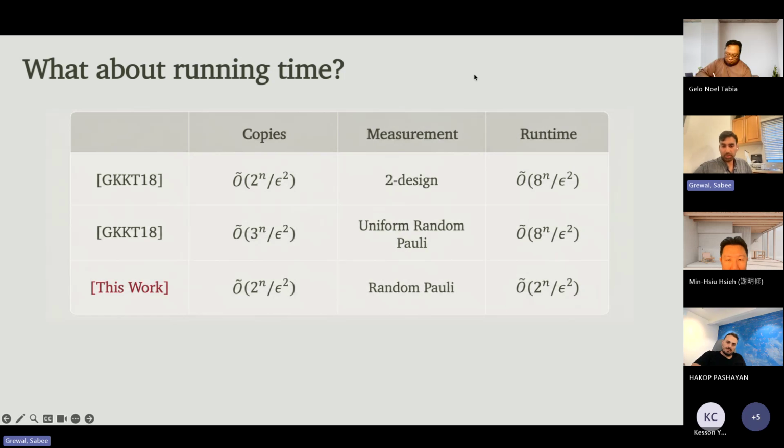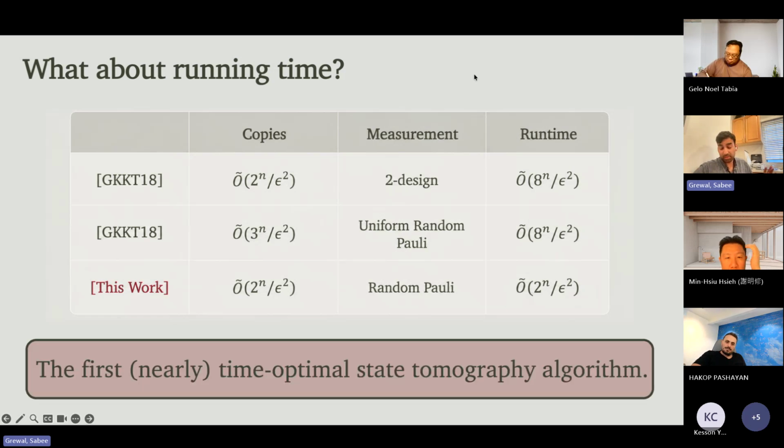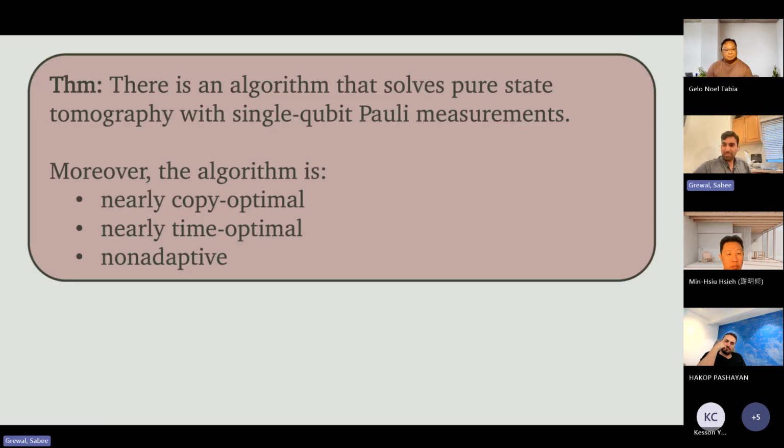And in general, for state tomography, when it comes to running time, this is the first work that achieves this nearly time optimal guarantee. And it has this nice bonus that the measurements are extremely simple. They're just random Pauli measurements. So that's just to recap the main theorem that I'm going to tell you about.